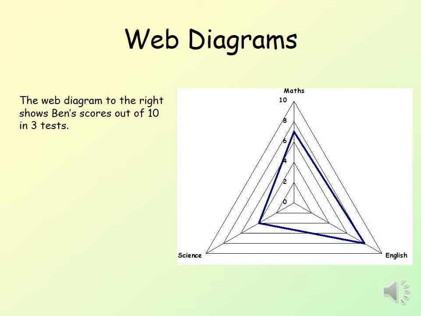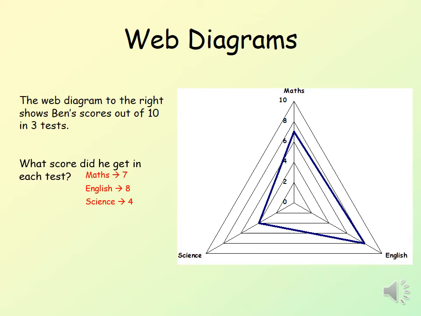So there are 3 subjects, and as you can see, the scores are written in a series of triangles from 0 right to 10. So what score did he get in each of the tests? If we look at maths, he got 7 in maths. If we look at English, he got 8 in English. And finally, he got 4 in science. Okay, so quite a range there.